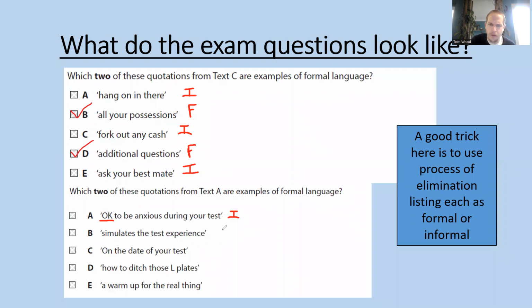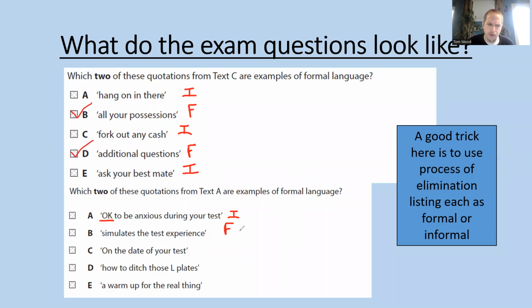Simulates the test experience. Well, I'm going to put that one as formal. There's nothing in there that indicates it's informal. And again, the use of the word simulates, experience, quite nice formal words there. There's no contractions in there. There's no personalization. So it ticks all the boxes to be formal, nothing suggesting informal. So we'll go with that.